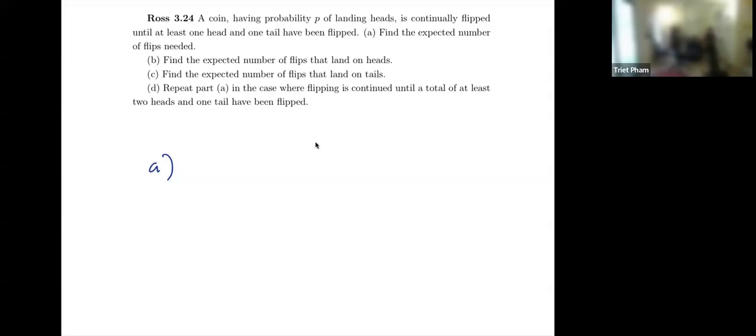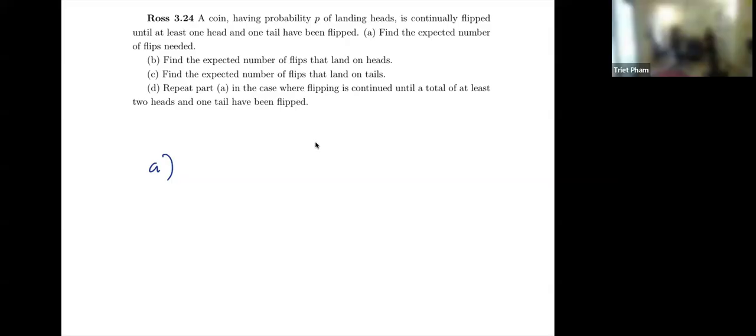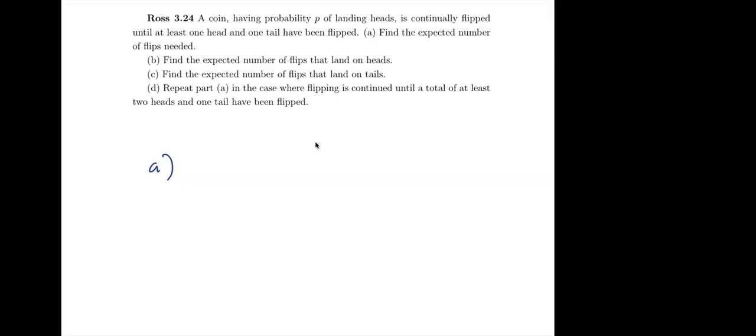So what scenarios are we looking at? The first flip gives you either a head or a tail. Yeah, so head or then tail. So once you get that head, you're just looking for the first tail, and then once you get the tail, you're just looking for the first head.